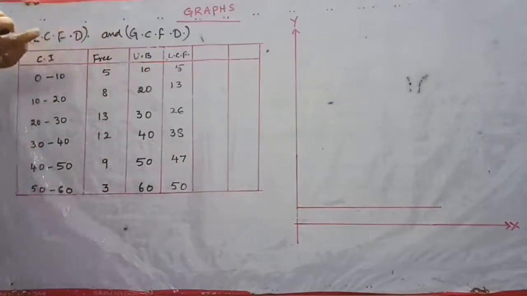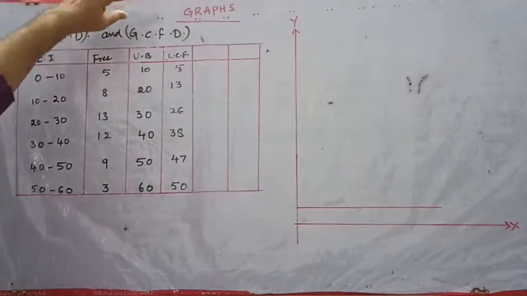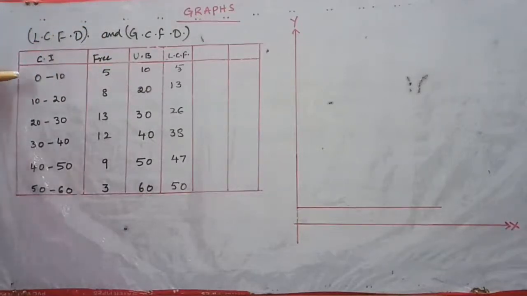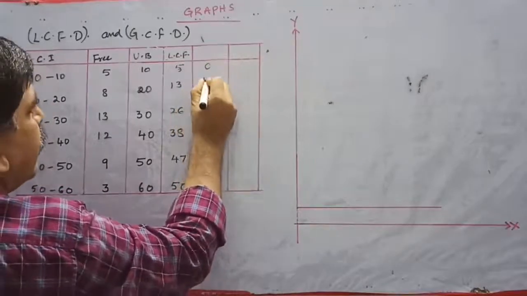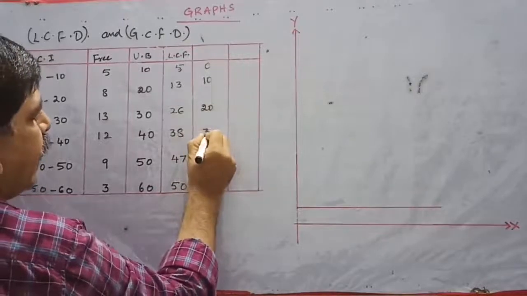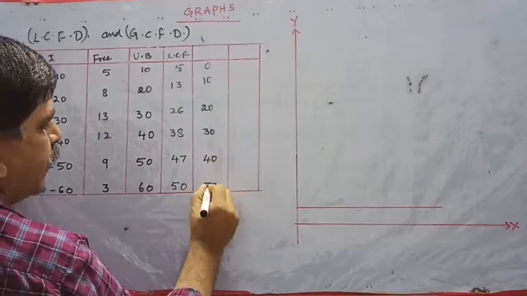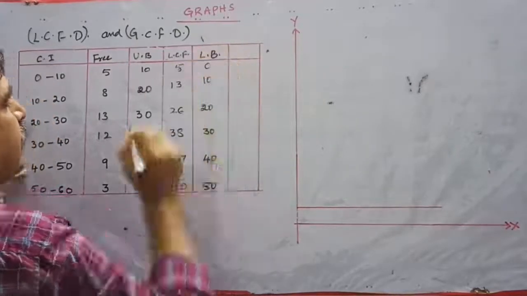Next one, we have to find the greater than cumulative frequency distribution. To find this distribution, we must find lower boundaries. What are the lower boundaries here? 0, 10, 20, 30, 40, 50. These are the lower boundaries.